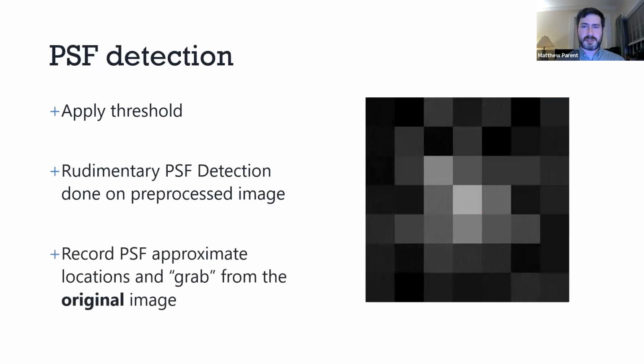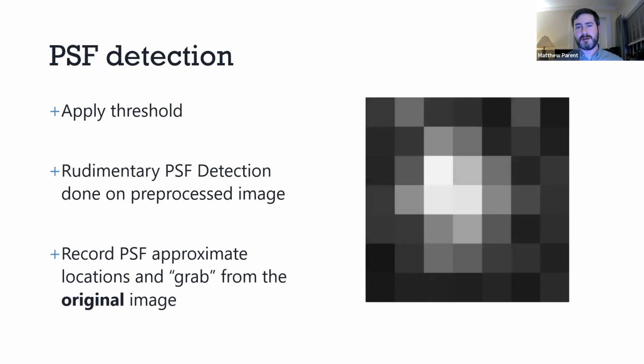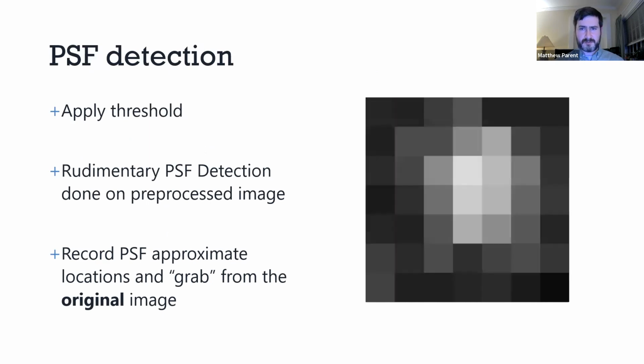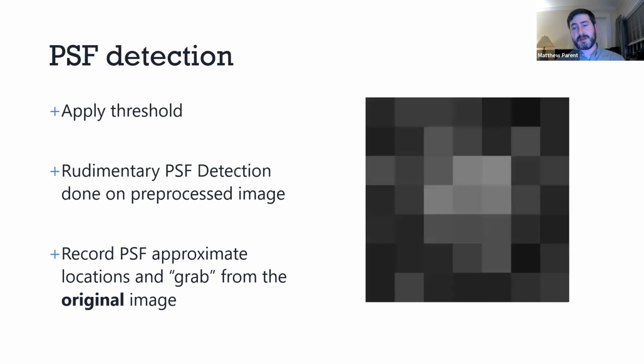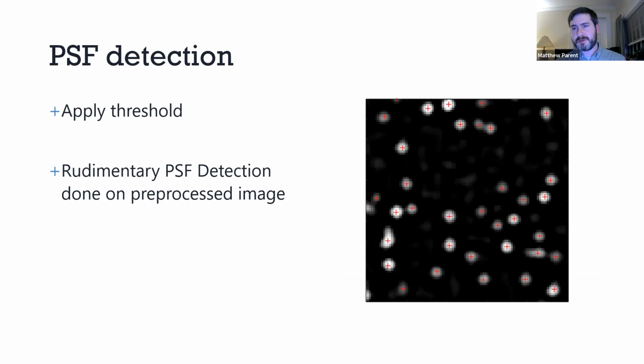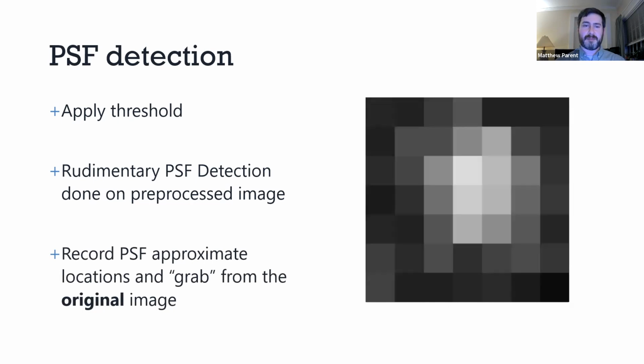And what I'm going to do is take each of those and I'm going to grab out a little box around it that I'm going to use for fitting later. So this is just an example of a bunch of grabs that I took from the original image. So the auxiliary image just helps me find where all of those are. And then from those locations, I pull from the original image, not the auxiliary image. So whatever processing I've done to the auxiliary image shouldn't make it into the grab here.